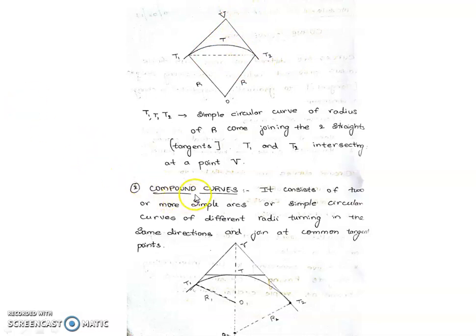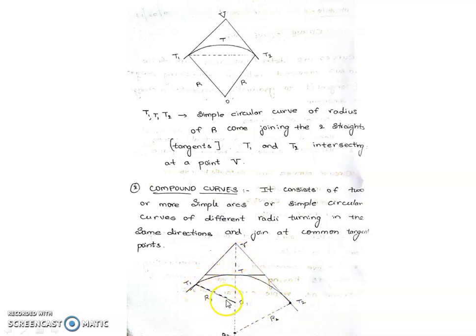And next is compound curve. A compound curve consists of two or more simple arcs or simple circular curves of different radii turning in the same direction, and joined at a common tangent point. This is called a compound curve.